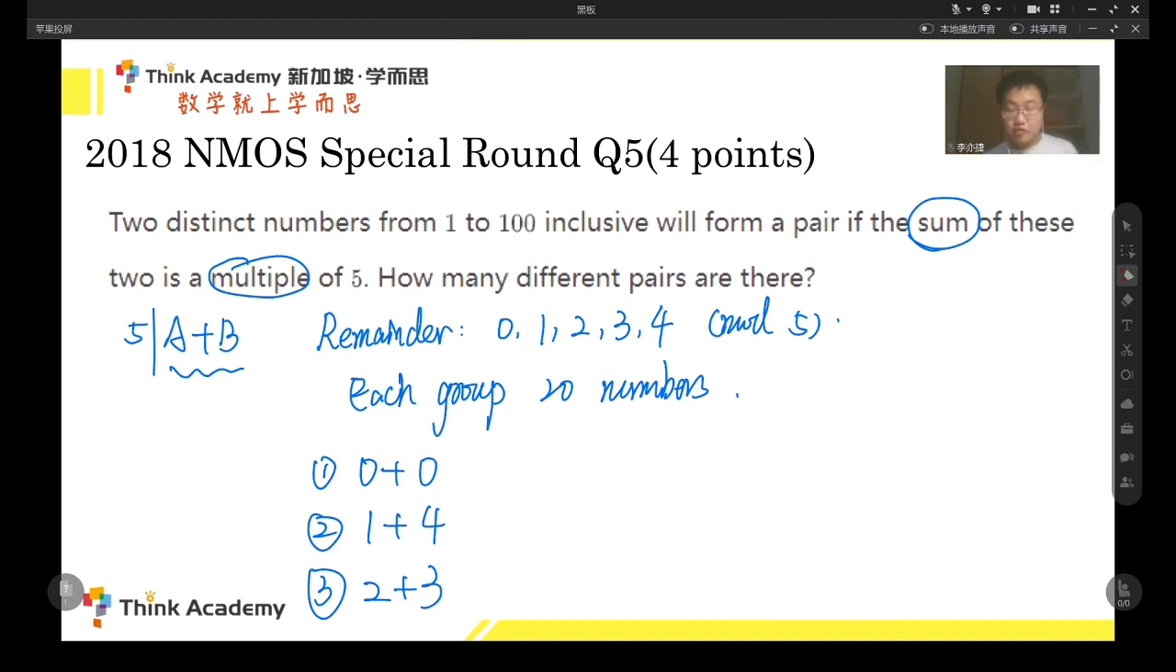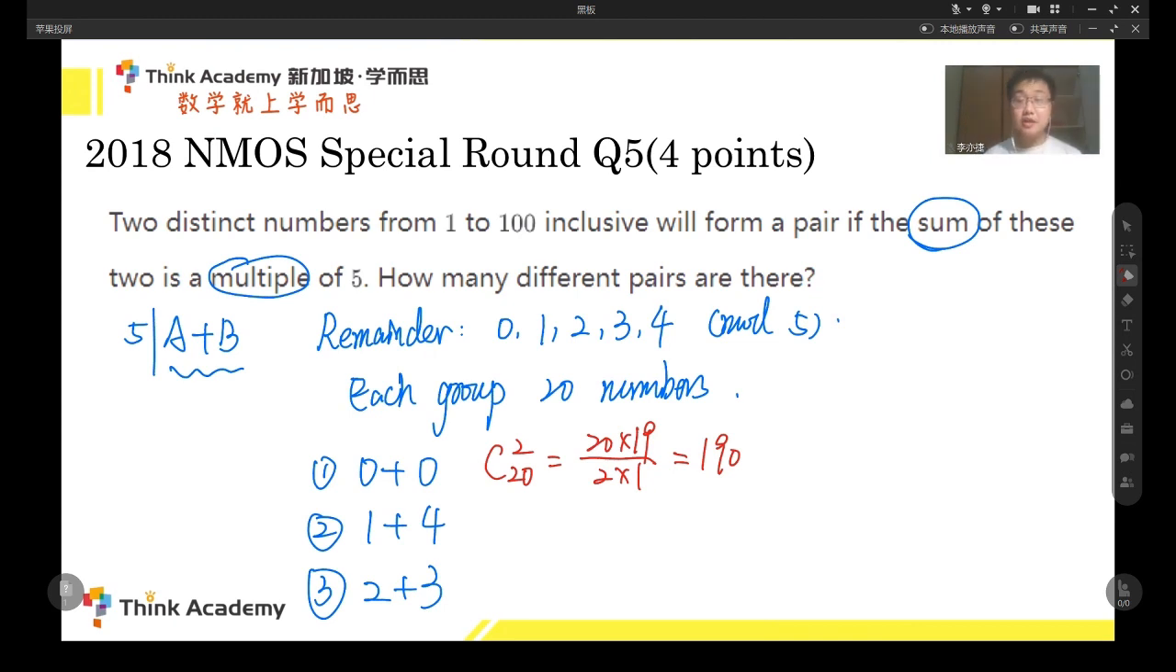Then we need to calculate. So, how many different choices among these 3 conditions? So first of all, about 0 plus 0. So we should choose 2 numbers from the same group, remainder 0, right? The remainder 0 group will have 20 numbers. So this is choose 2 numbers from 20. So it will be 20 times 19 divided by 2 times 1, which is 190. So the first case, we have 190 different cases.